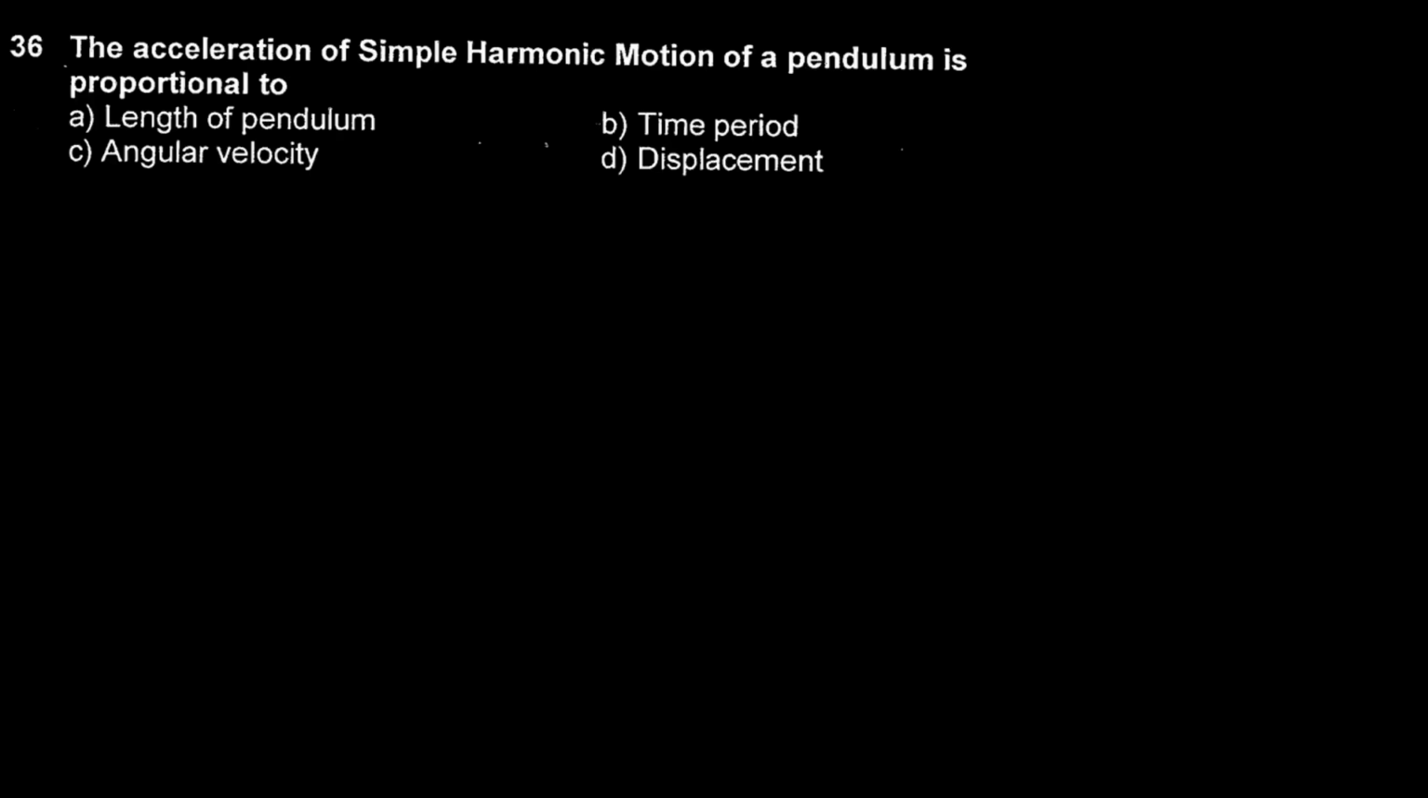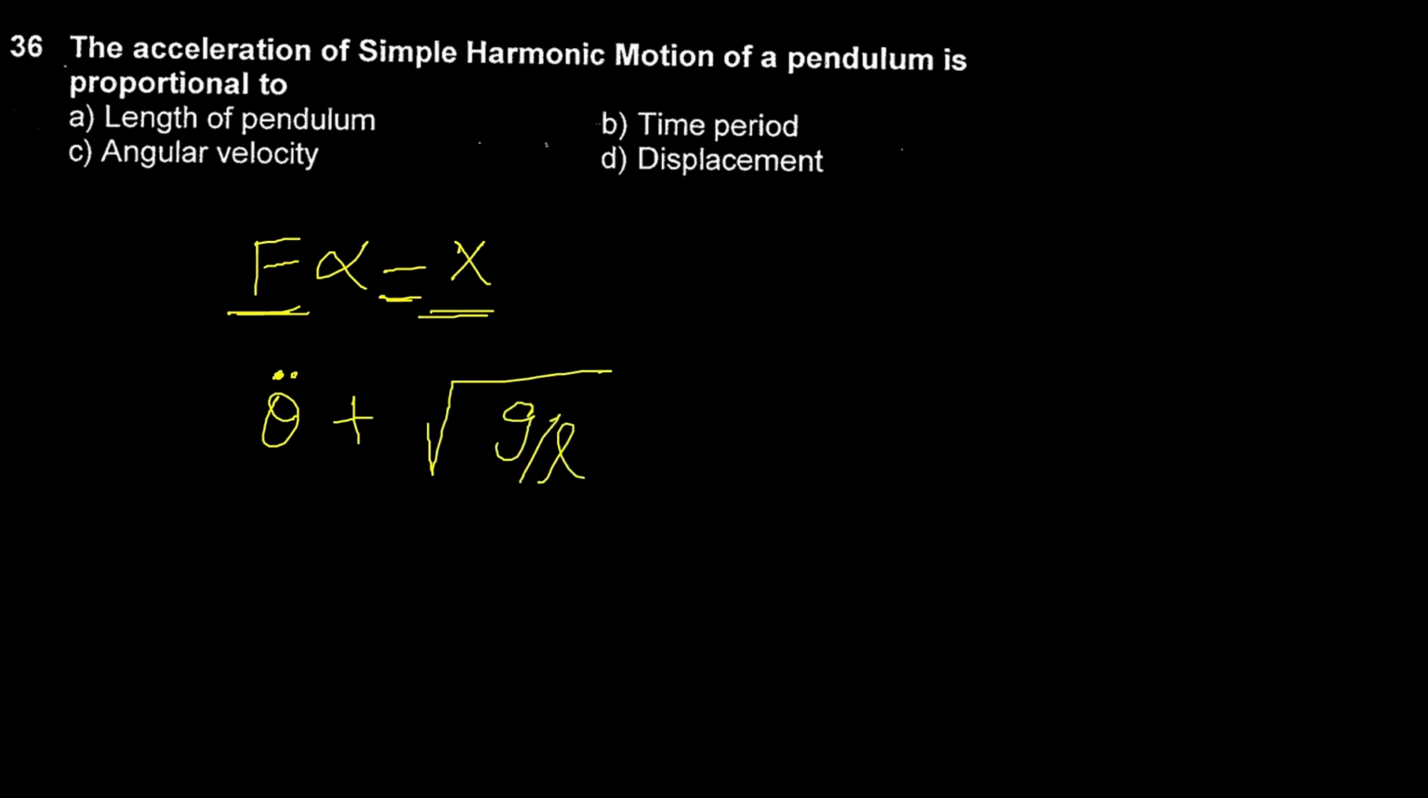Next question. The acceleration of simple harmonic motion of a pendulum is proportional to. In simple harmonic motion, force is directly proportional to displacement. Here F is the restoring force and x is the displacement from the mean position. It always acts in the opposite direction to the displacement, so the negative sign signifies that. Now for a pendulum, we know theta double dot plus square root of g by L theta equals 0. Here theta double dot is angular acceleration and theta is angular displacement.